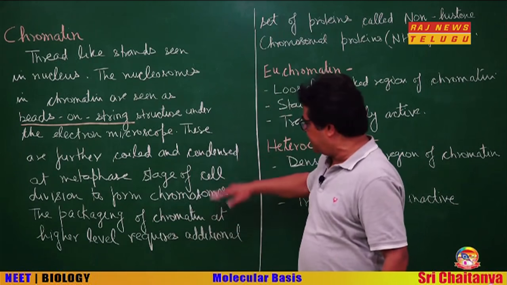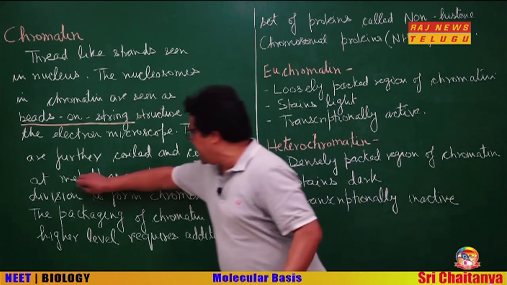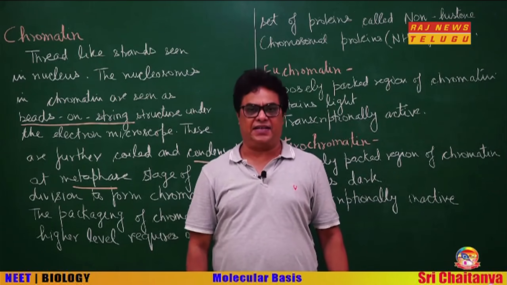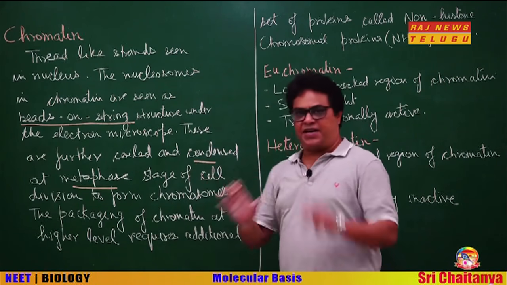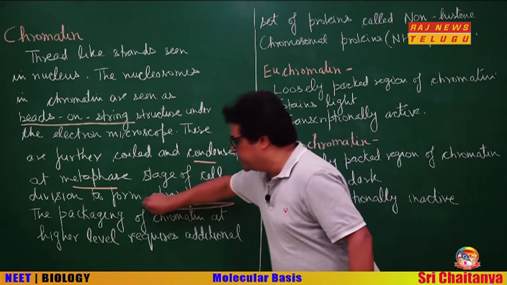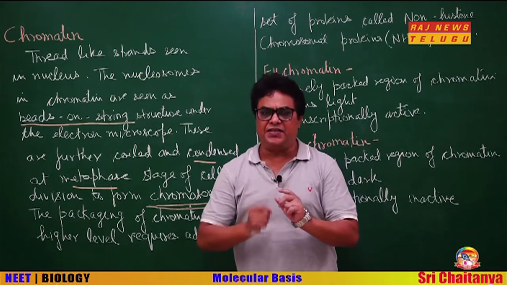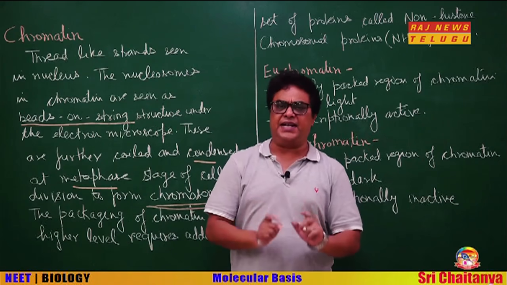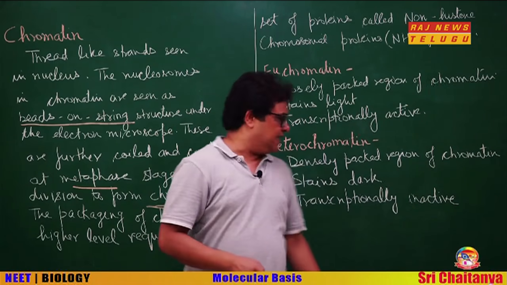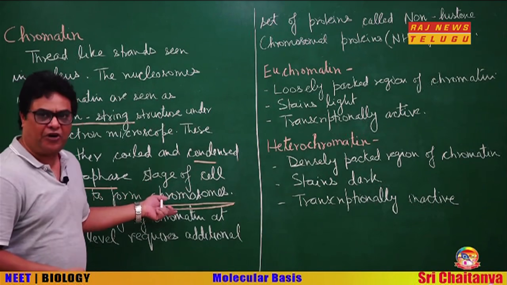Okay, it further undergoes condensation, and maximum condensation is seen at the metaphase stage of cell division that you have studied in cell cycle and cell division. So, maximum condensation of chromatin results in a structure which we commonly call chromosomes. It means chromosomes are formed by the condensation of chromatin, and chromatin is made up of repeating units of nucleosomes. Fine. Now, as I said, this chromatin further undergoes condensation and coiling to form chromosomes.